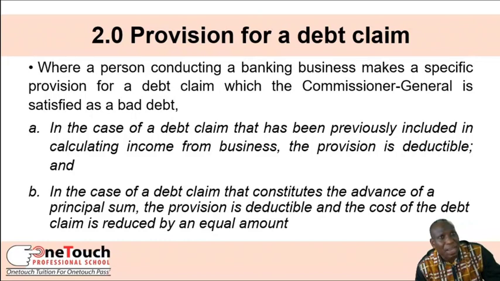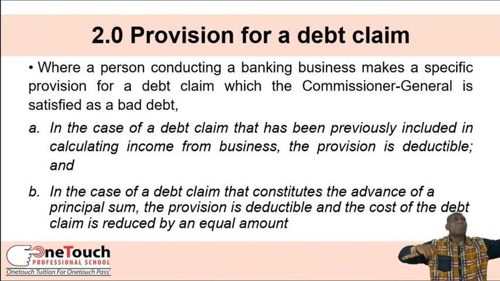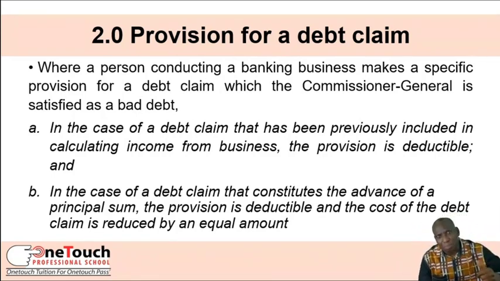So the point here they are making is that if you make a specific provision for a debt claim, that provision should relate to what? Should relate to prior years. Prior years, not the year itself under consideration. So for example, assuming you are making a provision, specific provision, please, the word here is what? Specific provision for a debt claim.